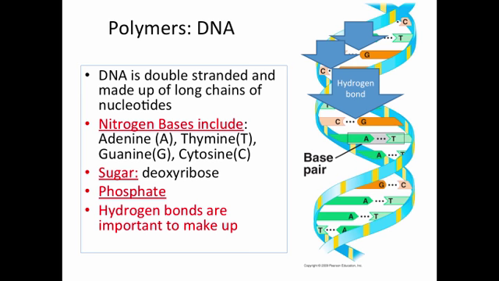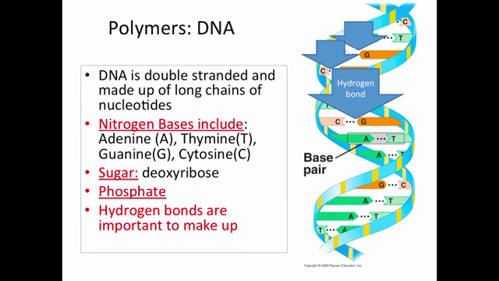DNA is a double-stranded nucleic acid, which means it's made up of long chains of nucleotides wrapped around with two sides. Its nitrogen bases include adenine, thymine, guanine, cytosine. And from here on in, a lot of times you do need to know how to spell them and recognize them, but oftentimes we're going to just refer to them as A, T, C, and G because it's much easier that way. The sugar is deoxyribose, and that's really how the DNA molecule gets its name because it's deoxyribonucleic acid.